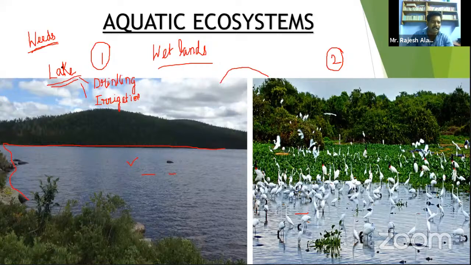So what is a lake, sir? There is no clear-cut demarcation of what is a wetland or what is a lake, but the National Lake Conservation Program, NLCP, made it clear what the criteria are to define something as a lake. Okay, sir. So it should have a minimum depth of at least 3 meters, right, sir? A minimum depth should be at least 3 meters, and it should cover at least 10 hectares.